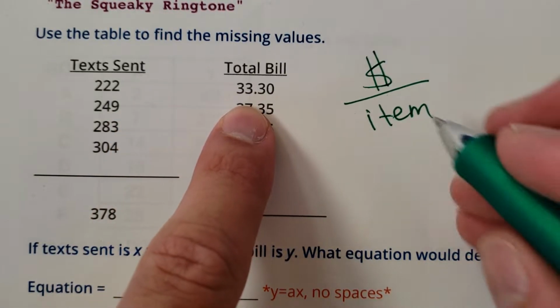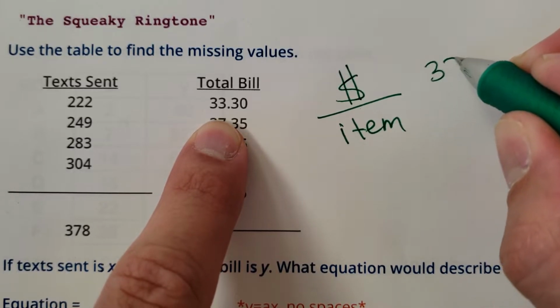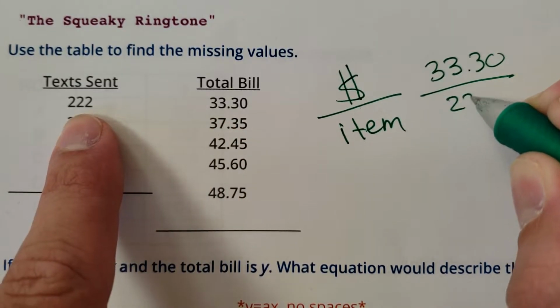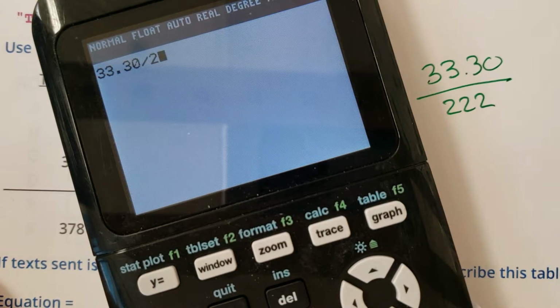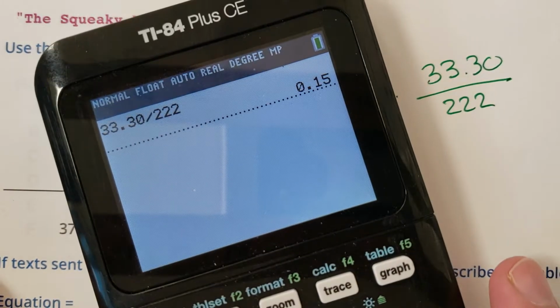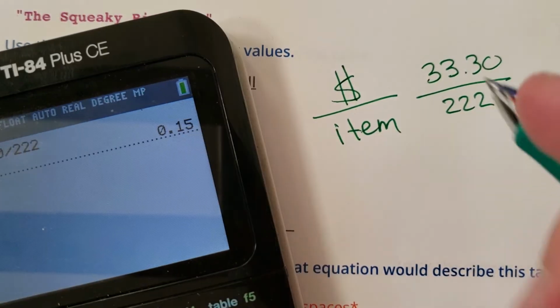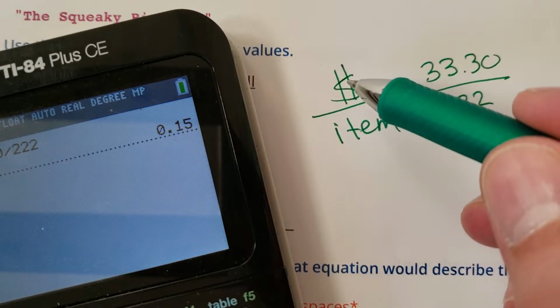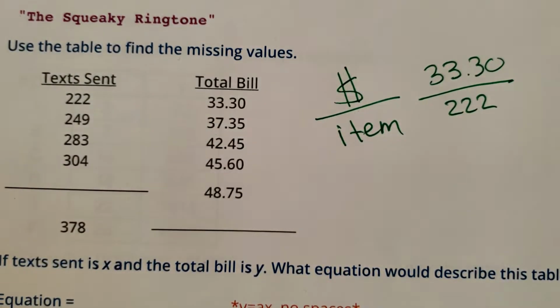So let's just pick the first one. If I take 33 dollars and 30 cents and divide by 222 text messages, let's see what I get here. $33.30 divided by 222. Oh, looks like it's going to be 15 cents. 15 cents per, remember division can be the word per sometimes. 15 cents per item. 15 cents per text message.